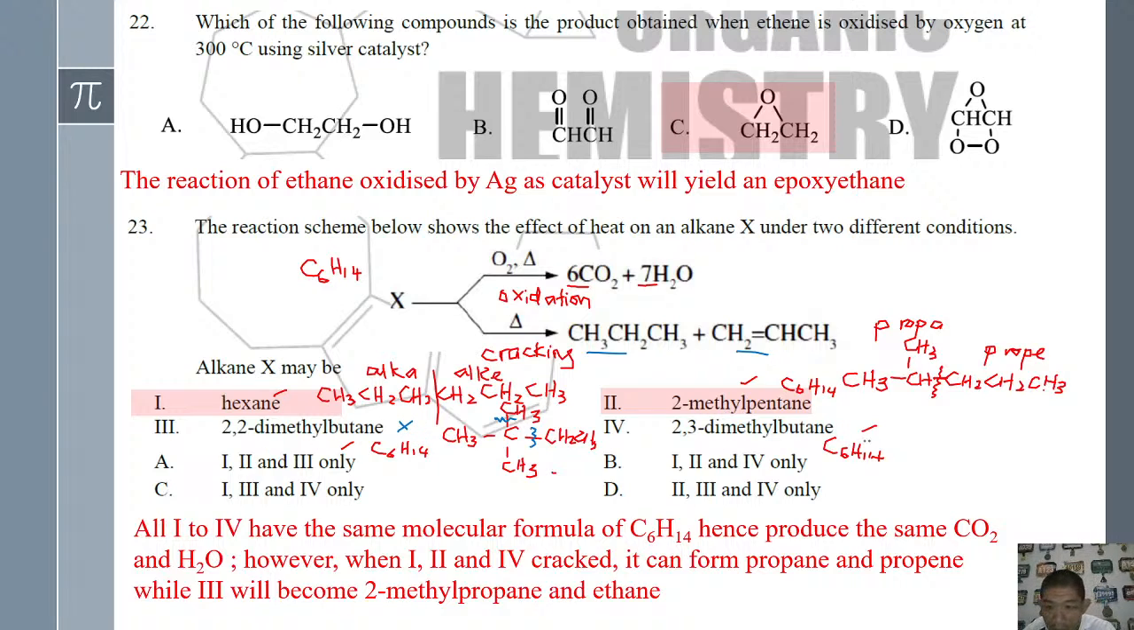As for number 4, what happens if you break 2,3-dimethylbutane? So this is how 2,3-dimethylbutane looks like. If you crack here, this one is at least 3C, and this one also at least 3C. So 4 is correct. So the best answer in here is 1, 2, and 4. Okay, so that is for question number 23.